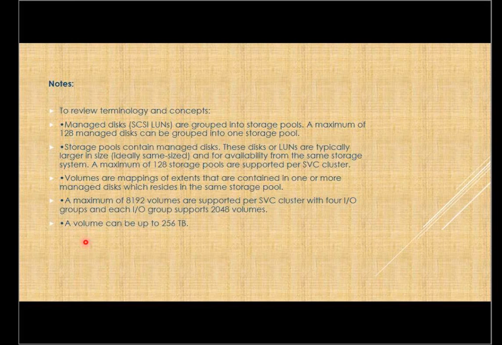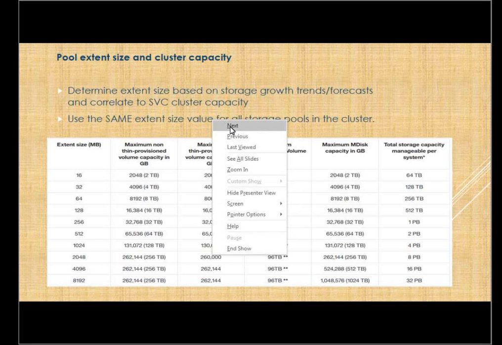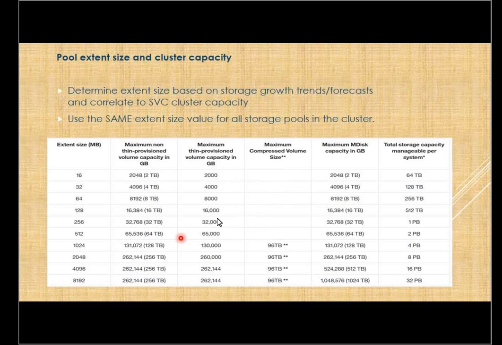And a volume can be up to 256 terabytes in size if we are using the maximum extent size. In the previous slide we saw the maximum extent size is 8192, and the maximum thin provisioned volume size is 262144 GB, and the maximum storage cluster capacity is 32 petabytes. And you can see 256 terabytes if it is a non-thin provisioned volume, right? So this is how it is.